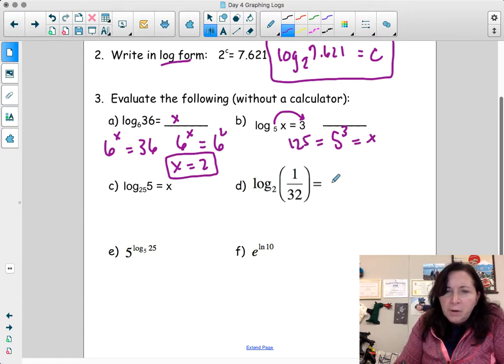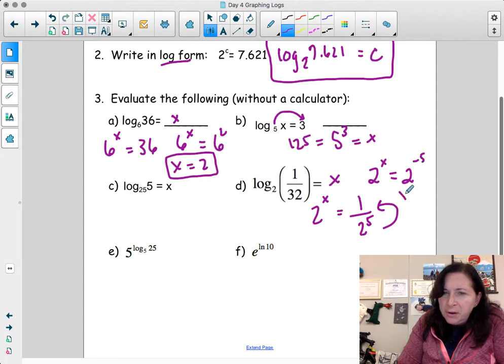This problem, we're going to say there's no variable there, so we have 2 to the x power equals 1 over 32, which is 2 to the 5th. Does this look familiar? 2 to the x power equals 2 to the negative 5 power, so x equals negative 5.